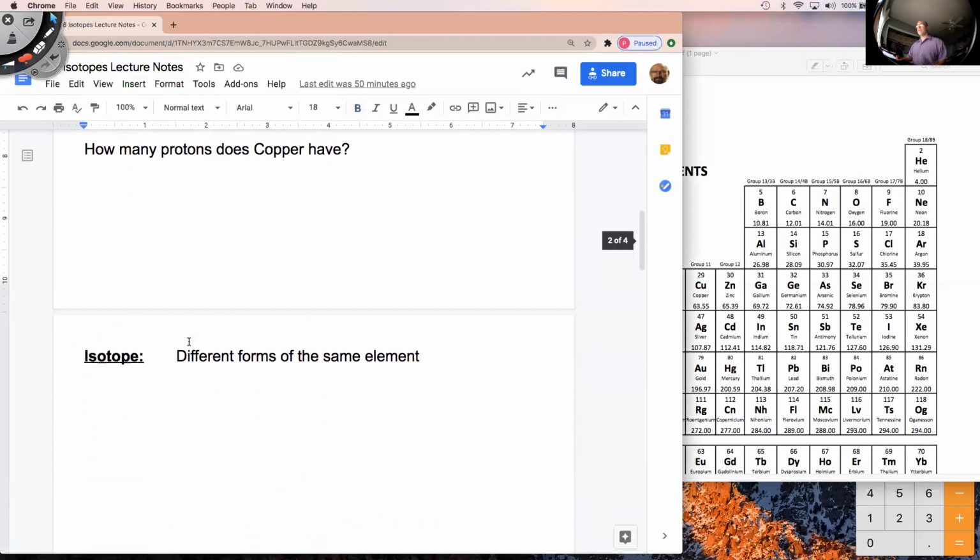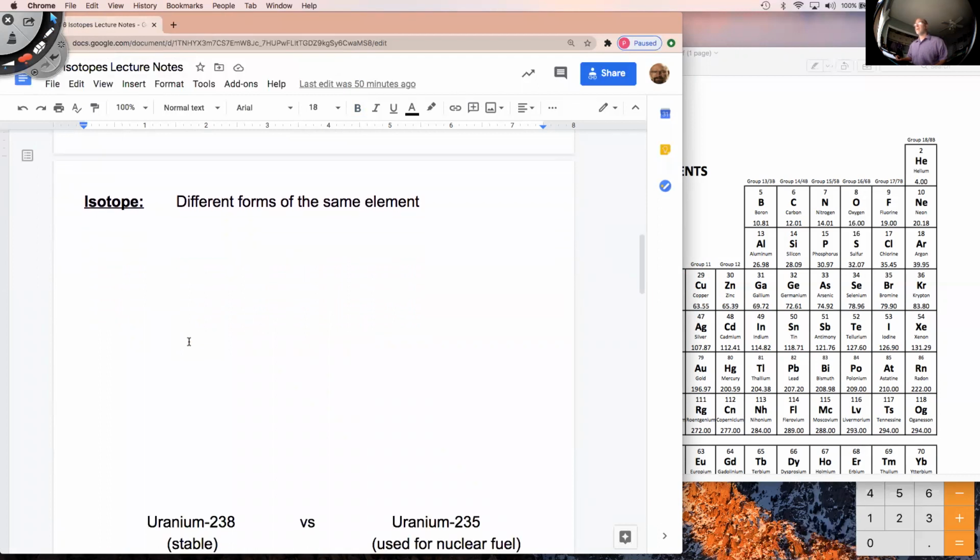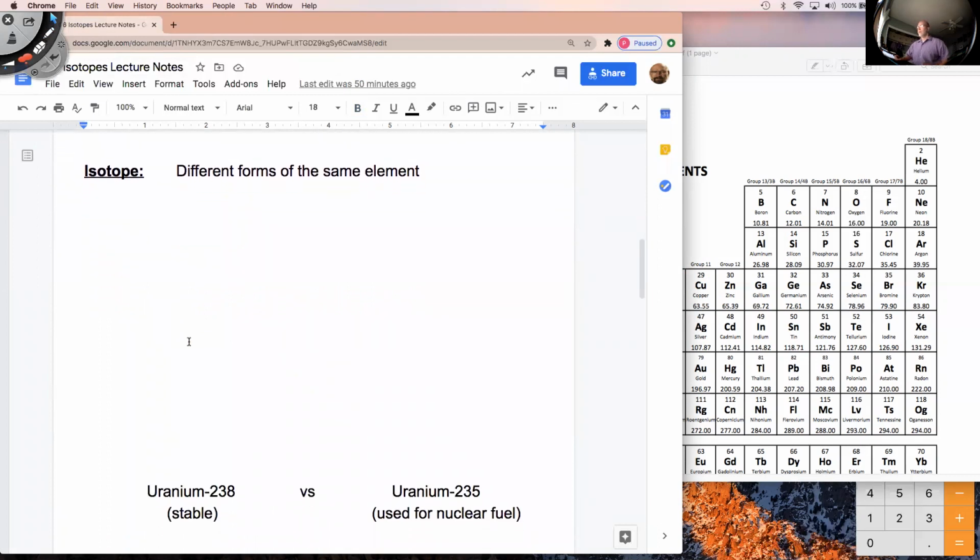All right. So now we're going to be talking about isotopes. Now, isotopes are, hold on one second.